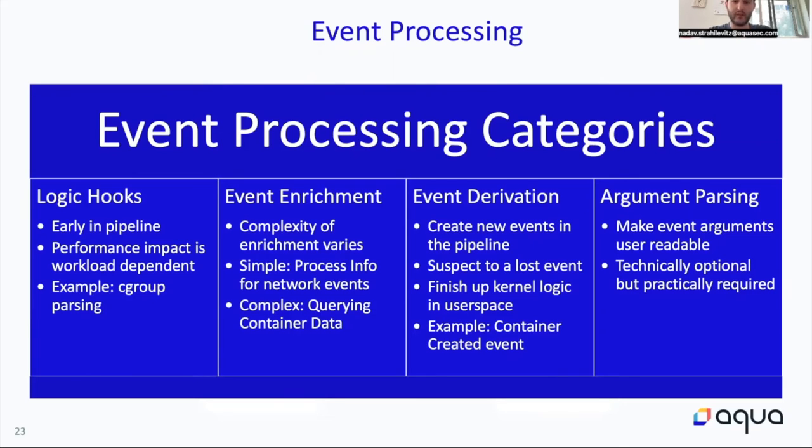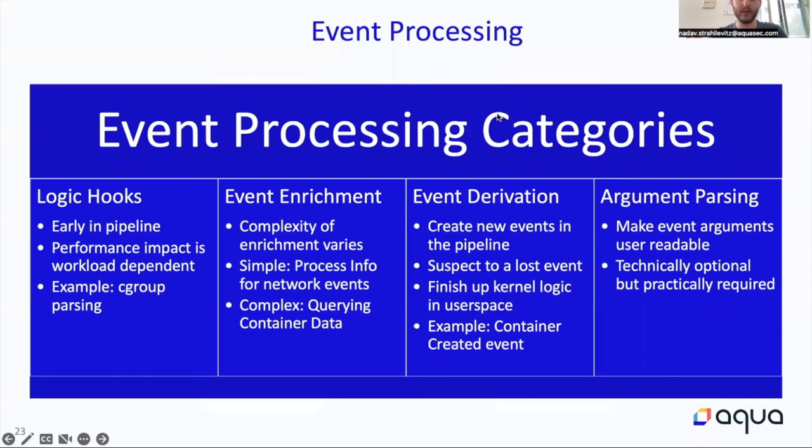Three, event derivation. That is logic that correlates some event, generally generated in kernel, to a new userland generated event. For example, a cgroup mkdir event, basically a cgroup being created, can be correlated to a container being created, which is a separate event.